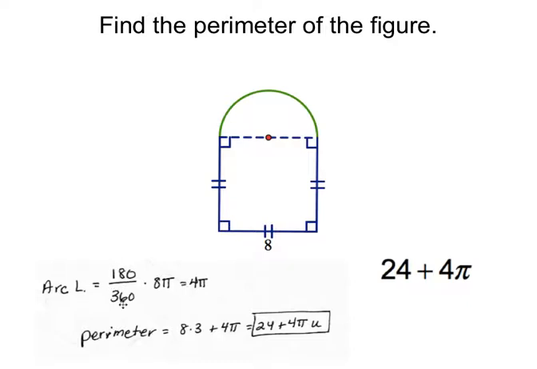The arc length is 180 over 360, because half the circle is 180 degrees, times 8 pi. That's the diameter of my circle. Or I could think of it as my radius is 4, times 2 is 8 pi. So half of 8 pi, which is, again, half the circumference, is 4 pi. I add the two together and I get the perimeter. To get an approximate answer, I'd plug that into my calculator. Notice how I did not add 24 to 4 pi, because those are not like terms.